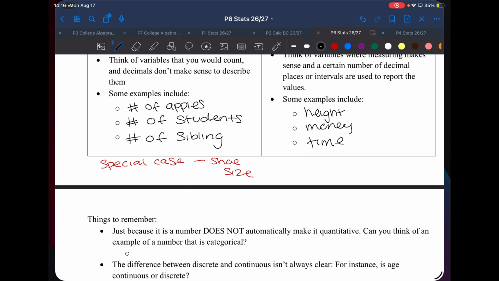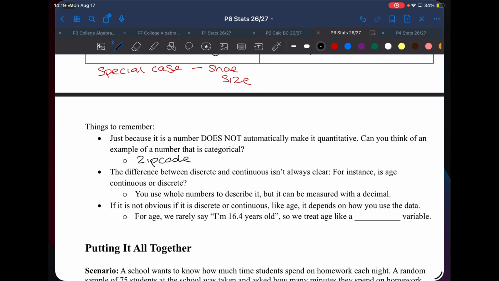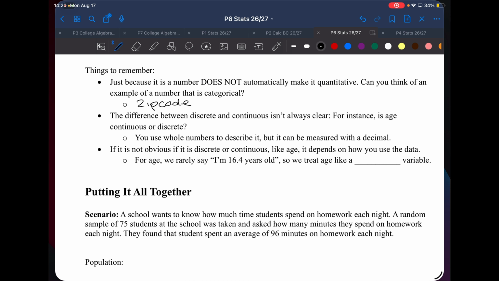Okay, so just because a number does not automatically make it quantitative, can you think of an example of a number that is categorical? An example is zip code. I don't want to age. So if I was to ask teenagers their age, right now you would say your age is probably 16, 17, 18, okay? Would you ever go up to someone when they ask you your age and say, I'm 16.4?